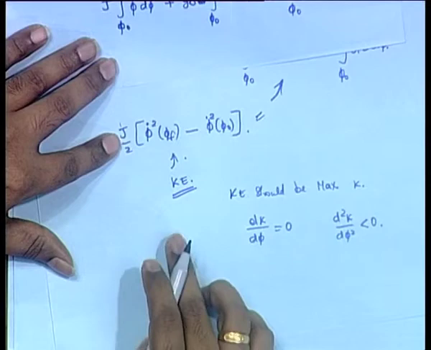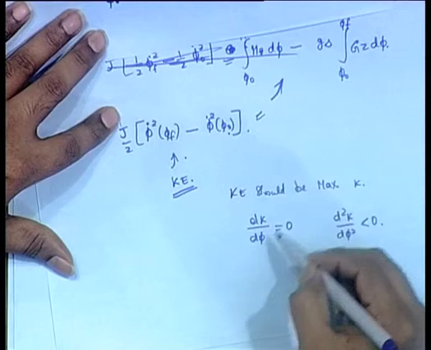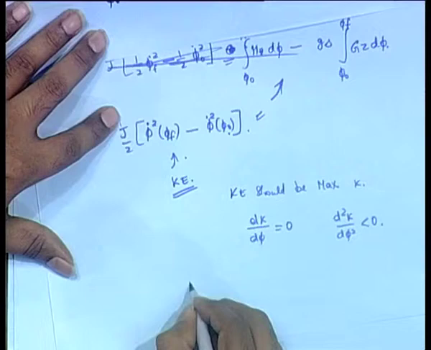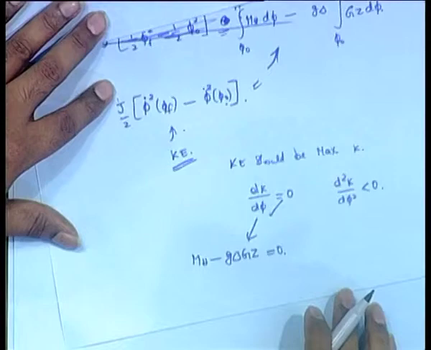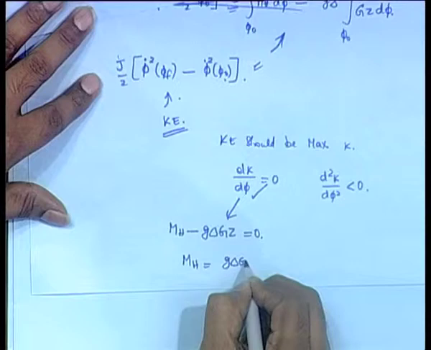As we have seen, this equation states this value is equal to this value. So, d by d phi of this is equal to d by d phi of this right side, which means m h minus g delta g z should be equal to 0. This is one condition, the first condition. This becomes like this, which means that m h should be equal to g delta g z.